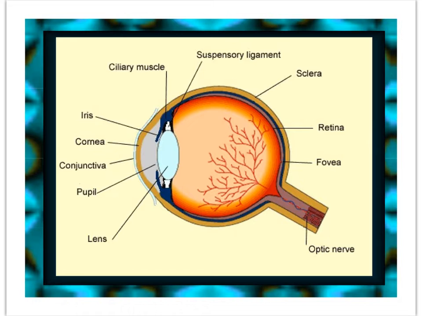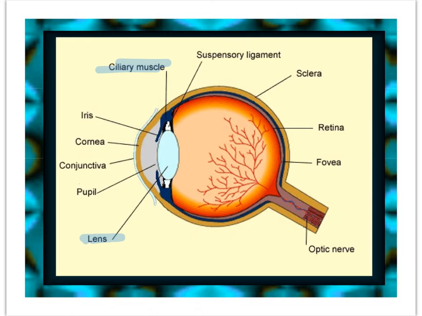The next thing you need to know is your lens, and you want to know about your lens with your ciliary muscles together. Your lens is this transparent, elastic structure. It's located behind the iris, and it's going to add to the focusing that began with the cornea.